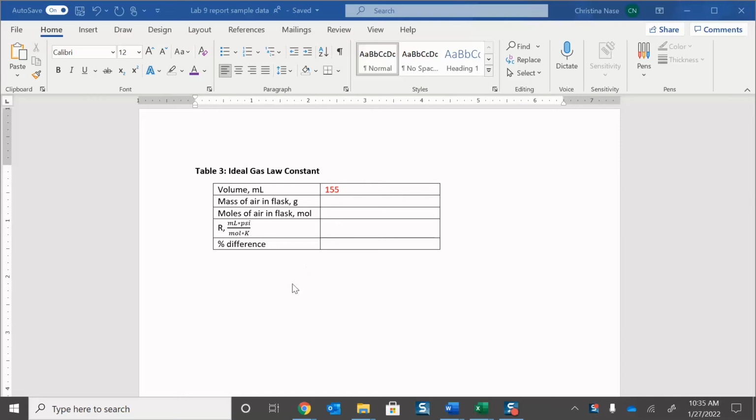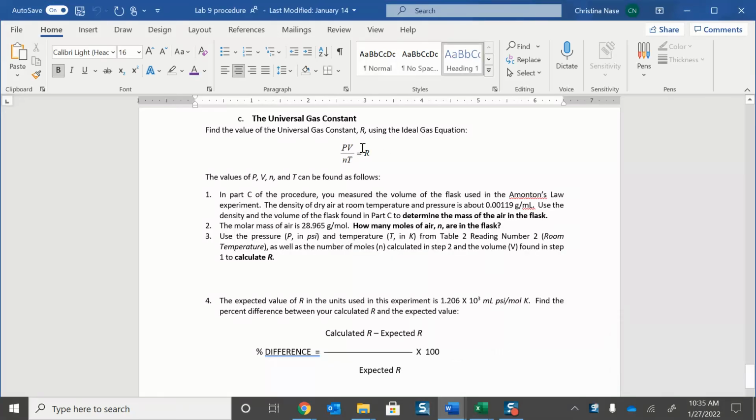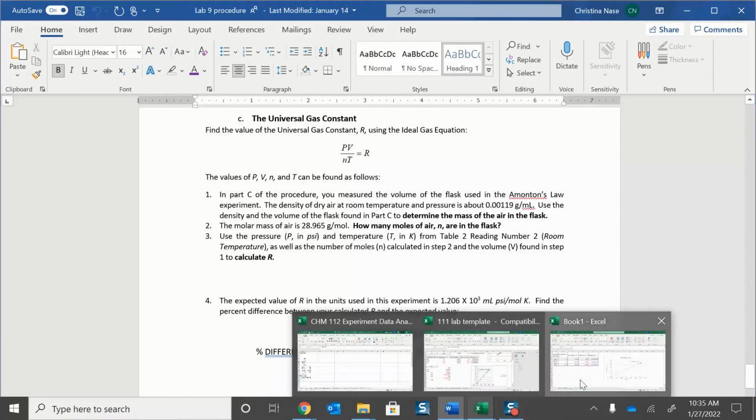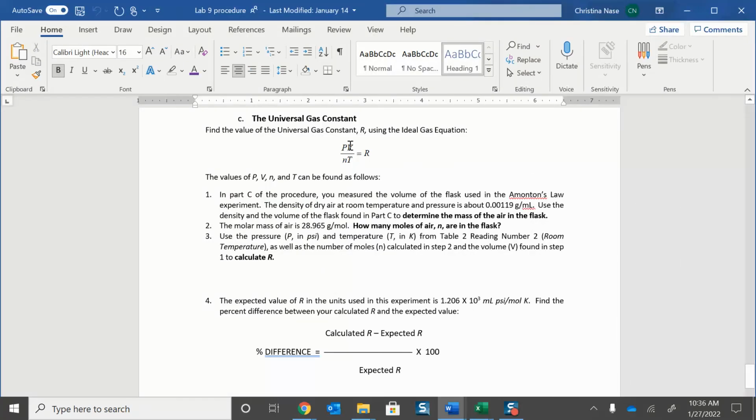That's okay. Now, the next thing we want to do is go back over to here. Okay, so this is the R we're going to calculate. PV equals nRT, so R is equal to PV over nT. So we're going to take the volume, the 155 milliliters, and then the room pressure and temperature from table 2. Here's my table 2. I'm going to pull out that temperature, 294.95, and the 14.6633 for my pressure. That's what you're going to calculate the ideal gas constant with. So that's where I get my volume, my pressure, my temperature.